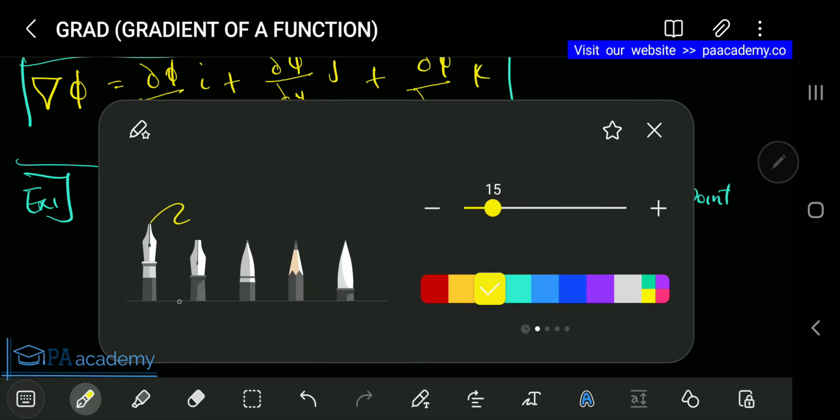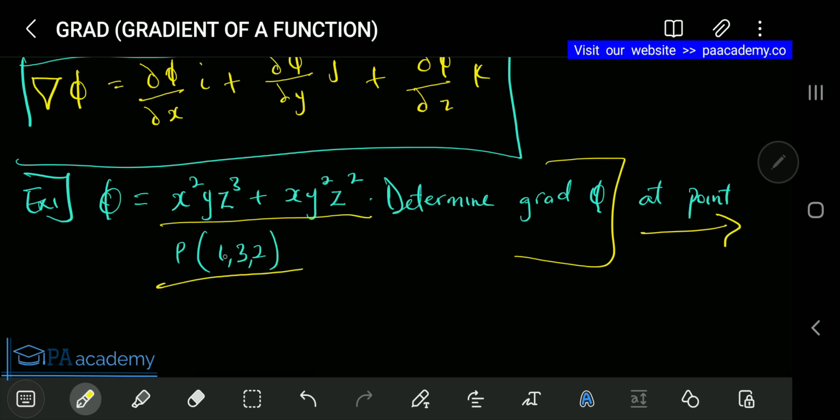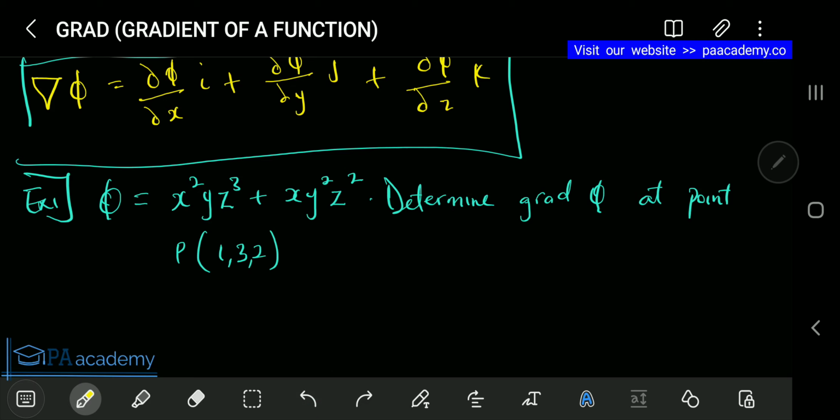What this simply means is that the question can decide to just stop here. You can decide to just stop here: a function phi is equal to x squared y z cubed plus x y squared z squared, and you are asked to just determine the grad. But this one went further to say that at point P it is 1, 3, and 2. So this is for x, y, and z. Don't worry, we are still going to get there. Now let's go ahead and solve this question.